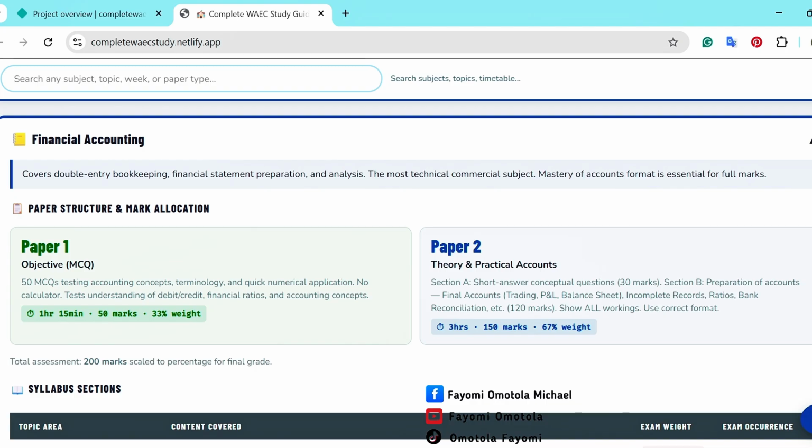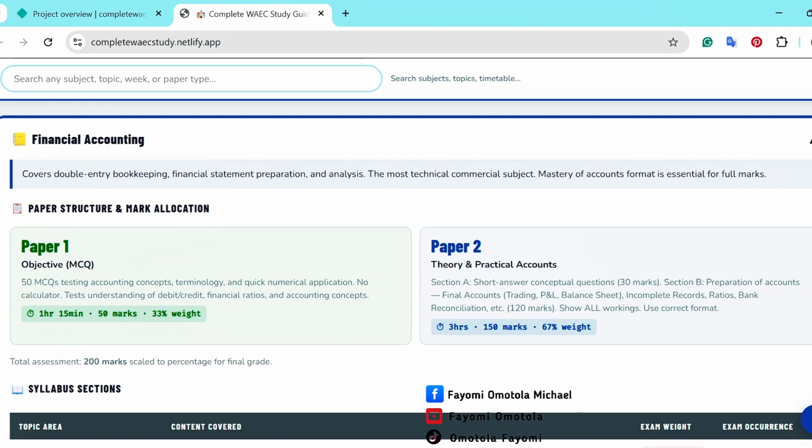So let me first go there before we go to this one. It's 3 hours. Wow, 3 hours. And that's two sections. The first section is short answer conceptual questions, 30 marks out of 150. And the next one, B part, that's where the real work is, 120 marks. No wonder it is weighted 67%.